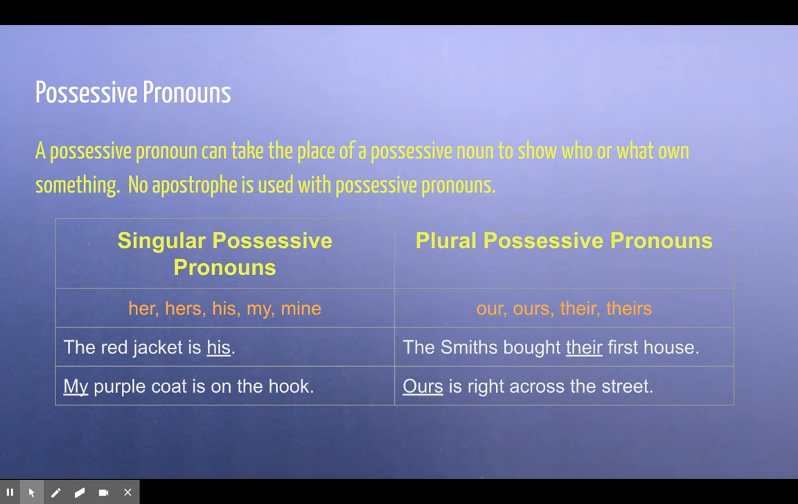All right, so just as a review, a possessive pronoun can take the place of a possessive noun to show who or what owns something. Most possessive pronouns do not need an apostrophe. So if we're looking at singular possessive pronouns, they could be her, hers, his, my, or mine. Those are all talking about one person. If it is a plural possessive pronoun, we have our, ours, their, theirs. All of these are talking about more than one person to show possession.